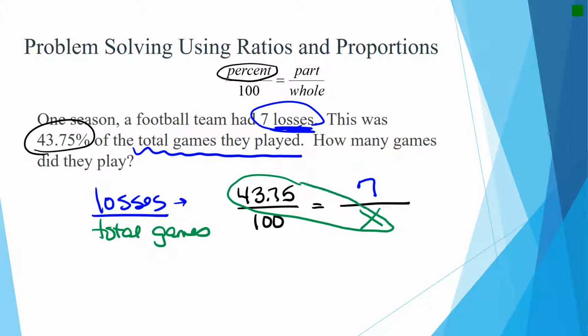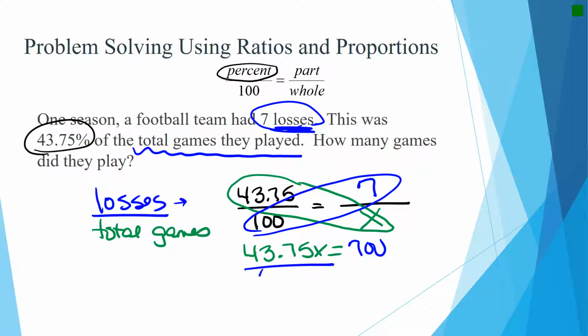When I cross multiply, I get 43.75x equals, and I'm going to multiply these, and I get 700. So I'm going to divide by 43.75, and I find out that they played 16 games. So they lost 7, they played 16, that means they won 9. That's a winning season, yay.